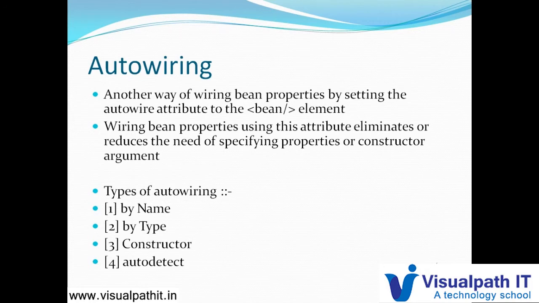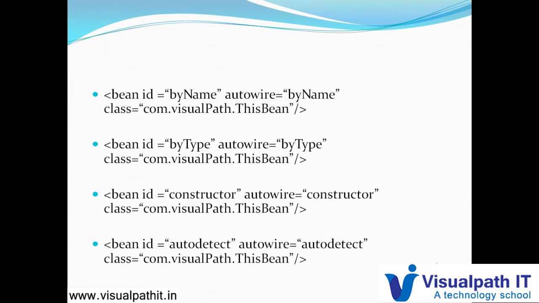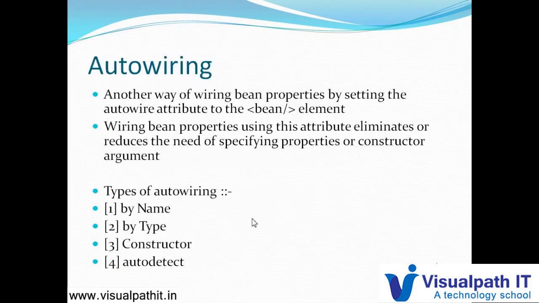There are types of autowiring: byName, byType, constructor, and autodetect. How is it defined within the configuration file? If it is byName, bean id is byName, autowire is byName, class path com.visualpath, this bean. For byType, it will be the same: autowire equals byType. For constructor, autowire is constructor, and for autodetect, autowire is autodetect. So let's learn one by one what exactly each is.